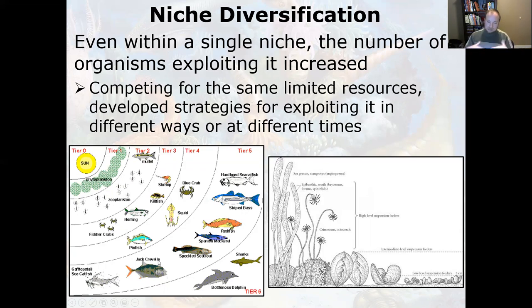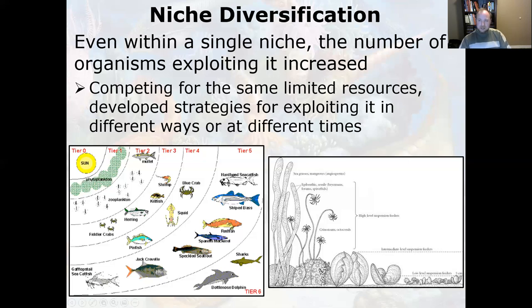from low in the water column to high in the water column, there are a lot of different organisms competing for that space. Just like those ducks, the example from last time, they've developed strategies to exploit it slightly differently. If you look at the seafloor, there are low-level suspension feeders just a little bit off the seafloor, then slightly higher ones like the big old clams here, intermediate suspension feeders, and then crinoids and things like that, seagrasses, really exploiting resources a little bit higher up.